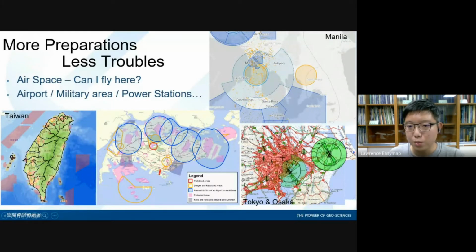And the one on the right hand side is the Tokyo area and Osaka area. And the one on the upper right hand corner is the map in Manila, showing some regulations in Manila.